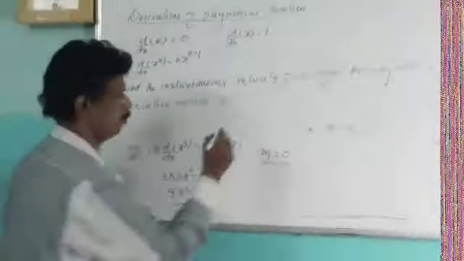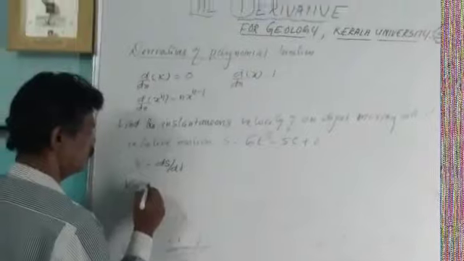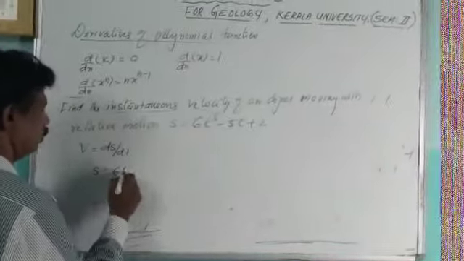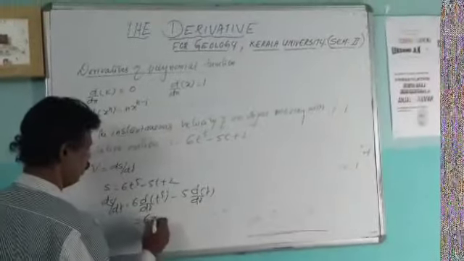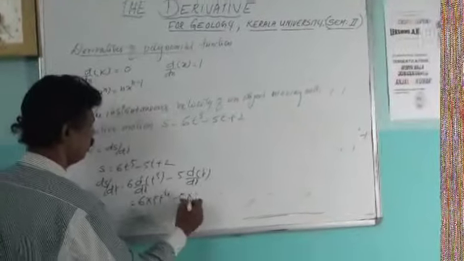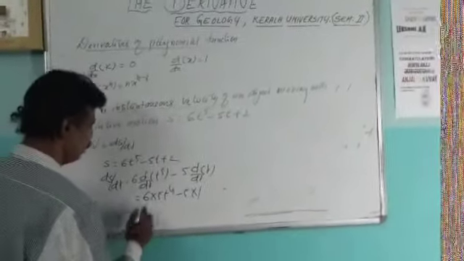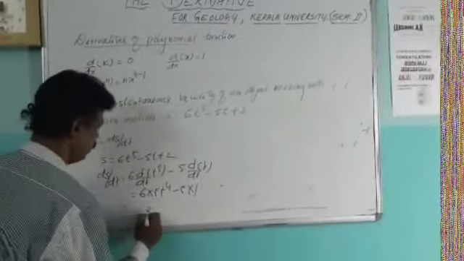Instantaneous velocity v equal to ds by dt. That is s equal to 6t raised to 5 minus 5t plus 2. Then ds by dt equal to 6 into d by dt of t raised to 5 minus 5 into d by dt of t. That is 6 into 5t raised to 4 minus 5 into 1. So we can write 30t raised to 4 minus 5. That is instantaneous velocity v equal to 30t raised to 4 minus 5.